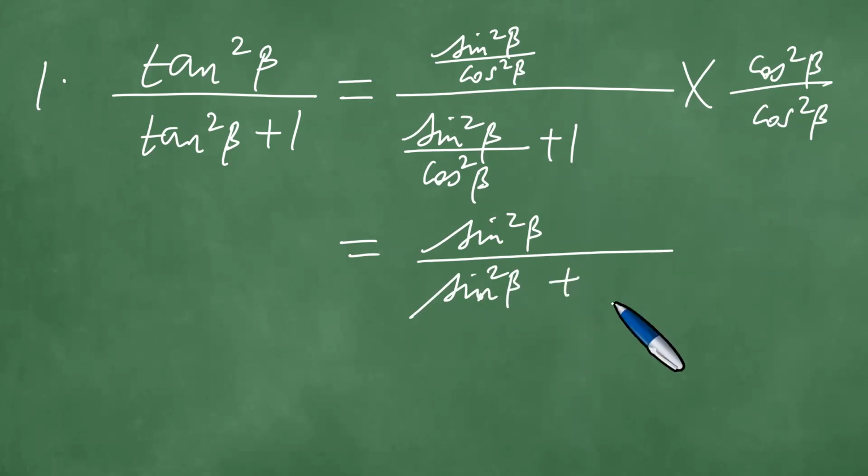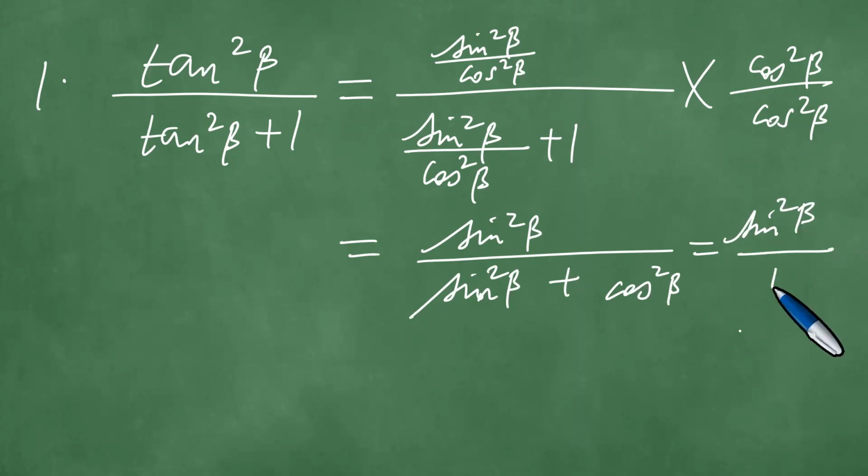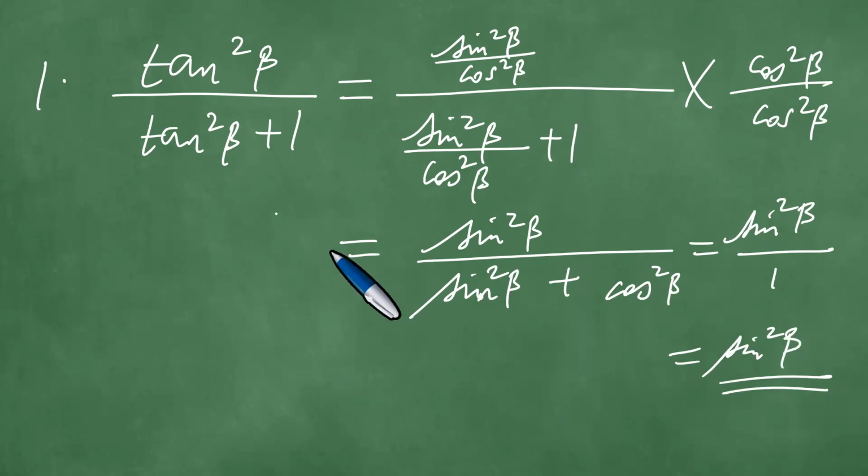Plus, then we have cosine squared plus 1, which by 1 is cosine squared. Everyone knows what sine squared plus cosine squared is. Even Tando knows. What is sine squared plus cosine squared, Tando? It's 1. And therefore, this is sine squared beta, and this is the answer. So tan squared beta over tan squared beta plus 1 is sine squared beta.